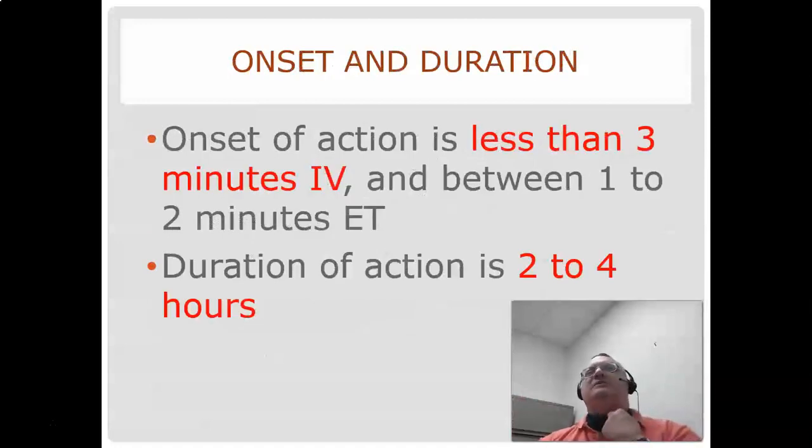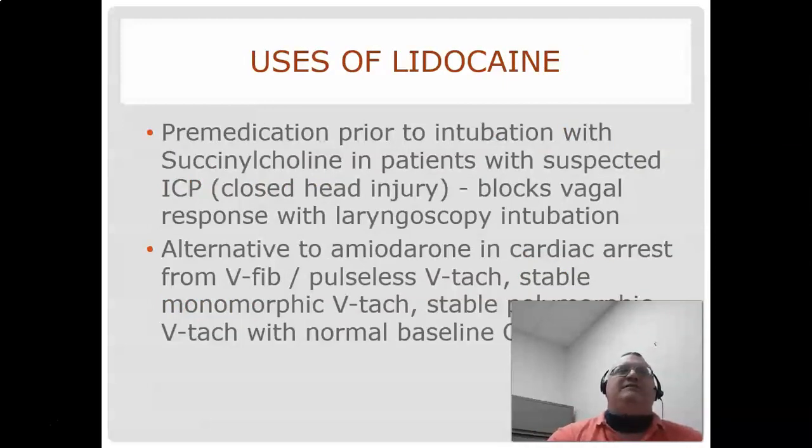Again, it usually takes less than 3 minutes IV to activate, 1 to 2 minutes if you go through the endotracheal tube. And the duration is roughly 2 to 4 hours. It takes a couple passes through the liver in order to get that out of the system. We also use it to pre-medicate a patient before succinylcholine, especially if you have a closed head injury. We usually do this because it also helps block the vagal response using the laryngoscope blade.